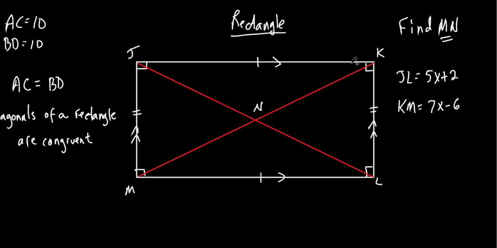They also tell you KM. It's what? That whole entire diagonal. What's true about both of those diagonals? They're equal to each other. So what am I going to do with this and this? Set them equal to each other. You could go 5x plus 2 first, but I like to go 7x minus 6 first.